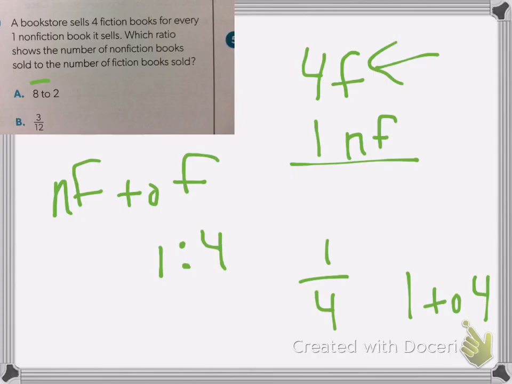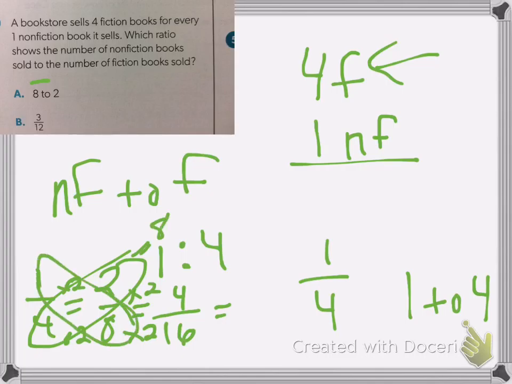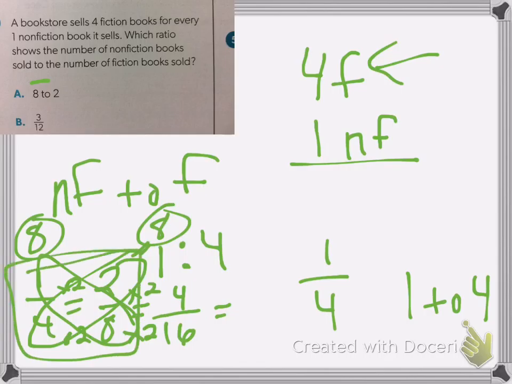And then if you're trying to find equivalent ratios, well, 1/4 is the same thing as 2/8, which is the same thing as 4/16. As you can see, I'm multiplying by 2 on the top and the bottom to get equivalency. If you need to find out if something's equivalent, you can always do cross multiples. 4 times 2 is 8. 8 times 1 is 8. If they come out to be the same, then they are proportional. And you're correct.